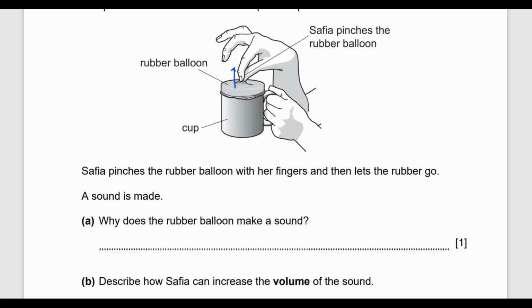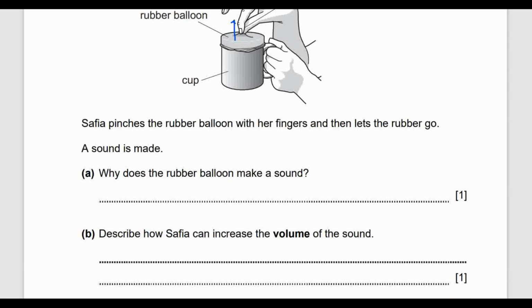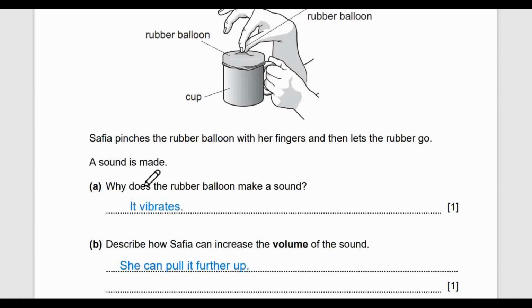Let's write down in the answer slot. So answer number A. Why does the rubber balloon make a sound? It vibrates. Describe how Sophia can increase the volume of the sound. She can pull it further up to make greater volume. Next question.